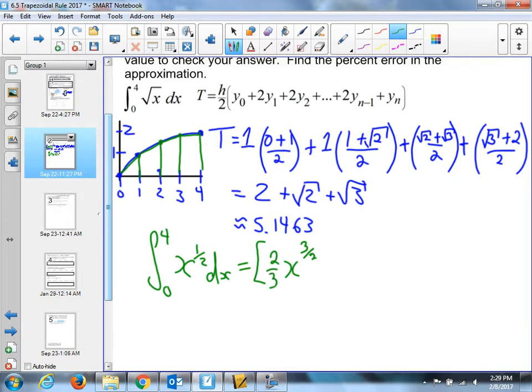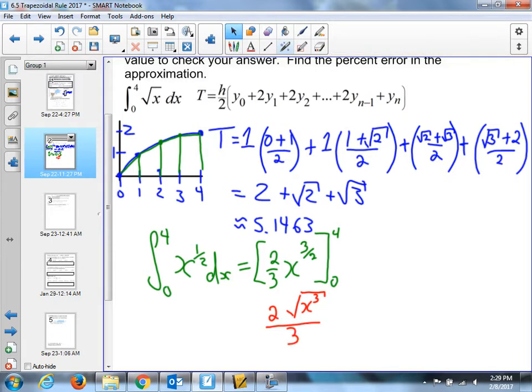That's what we have. Now, if you find it easier, going from 0 to 4, some people might want to write that like this: 2/3 x cubed under the root, or take the root and then cube it. Either way works. That's the same expression, right? If that helps you. So then I plug in 4 and I plug in 0.